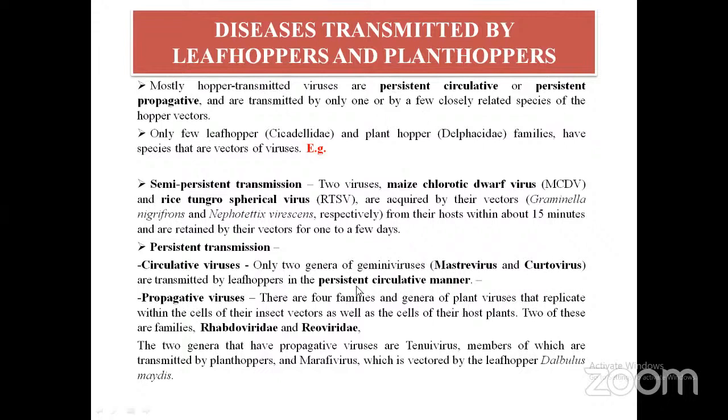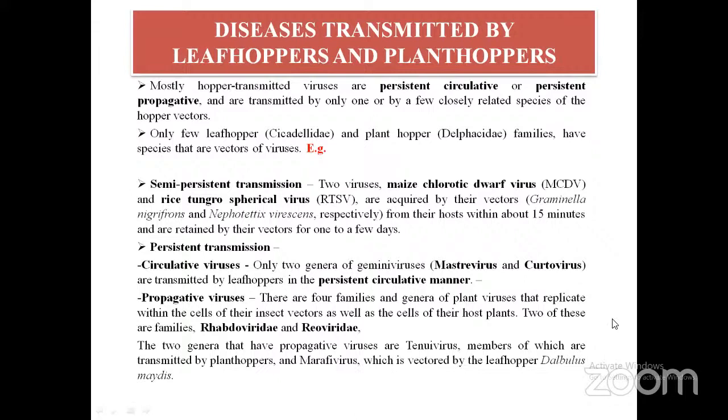Then propagative viruses: there are four families and genera of plant viruses that replicate within the cells of their insect vectors, as well as the cells of their host plants. Two of these families are Rhabdoviridae and Reoviridae. The two genera that have propagative viruses are Tenuivirus, members of which are transmitted by plant hoppers, and Marafivirus, which are vectored by the leaf hopper Dalbulus maidis.